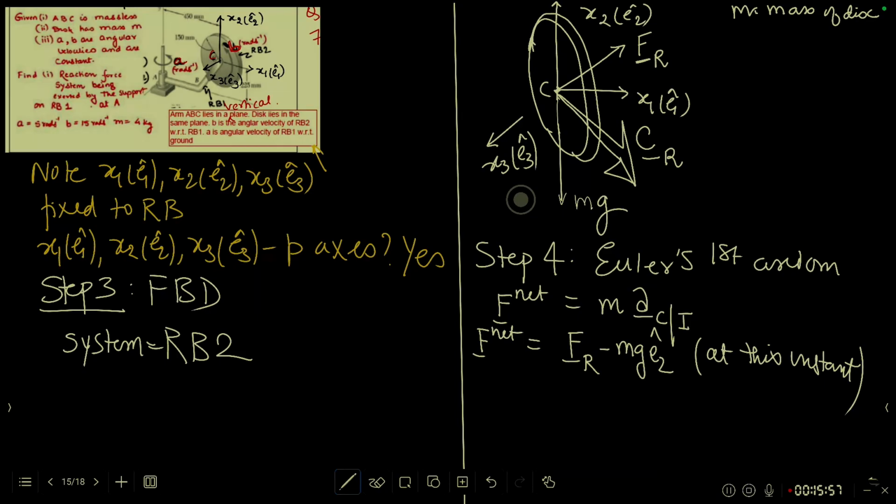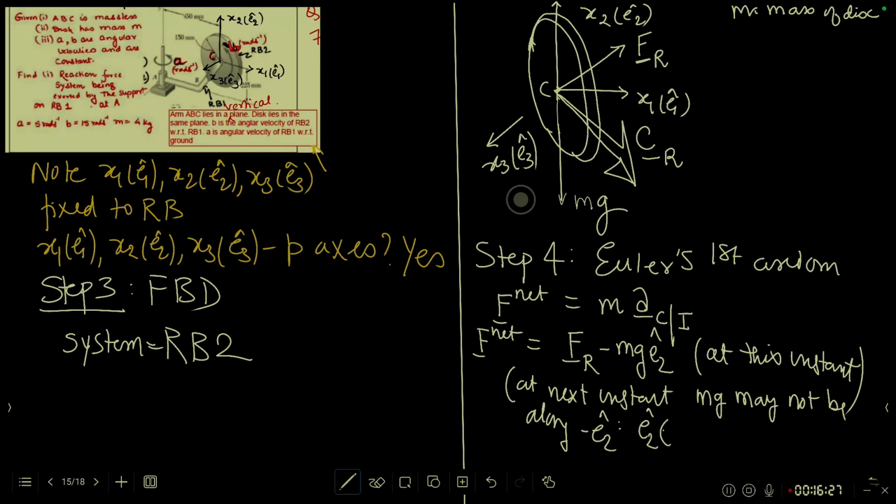Why? Because x2 E2 is tied to the RB2. At the next instant mg may not be along minus E2. After all, E2 is part of RB2. So as RB2 rotates, E2 will rotate and mg may not be along E2. I don't worry about it. I am worried only about this instant. At this instant, this is true.